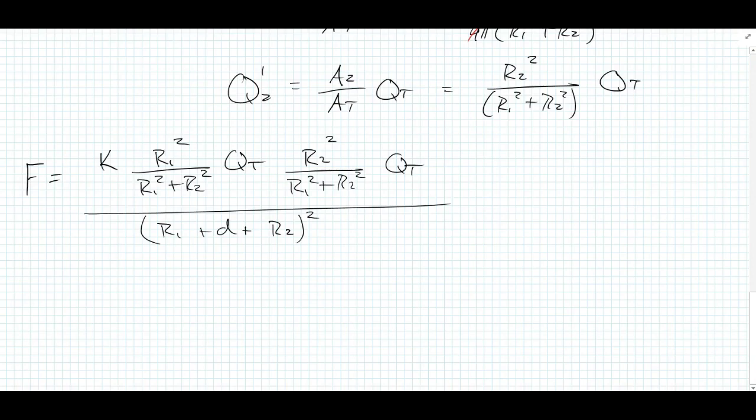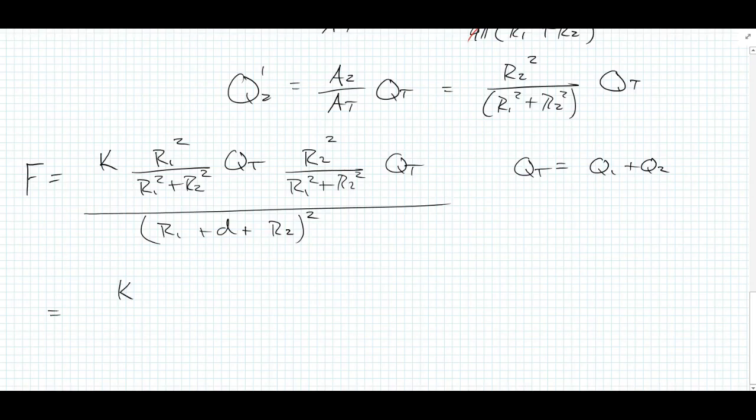We're going to try to do a little bit of simplification as well. We do need to replace the qt's, right? We don't have qt given to us in the problem, but we do know that qt is just q1 plus q2. So I'm going to insert q1 plus q2 for the qt, and then I'm going to try to simplify this expression a little bit.